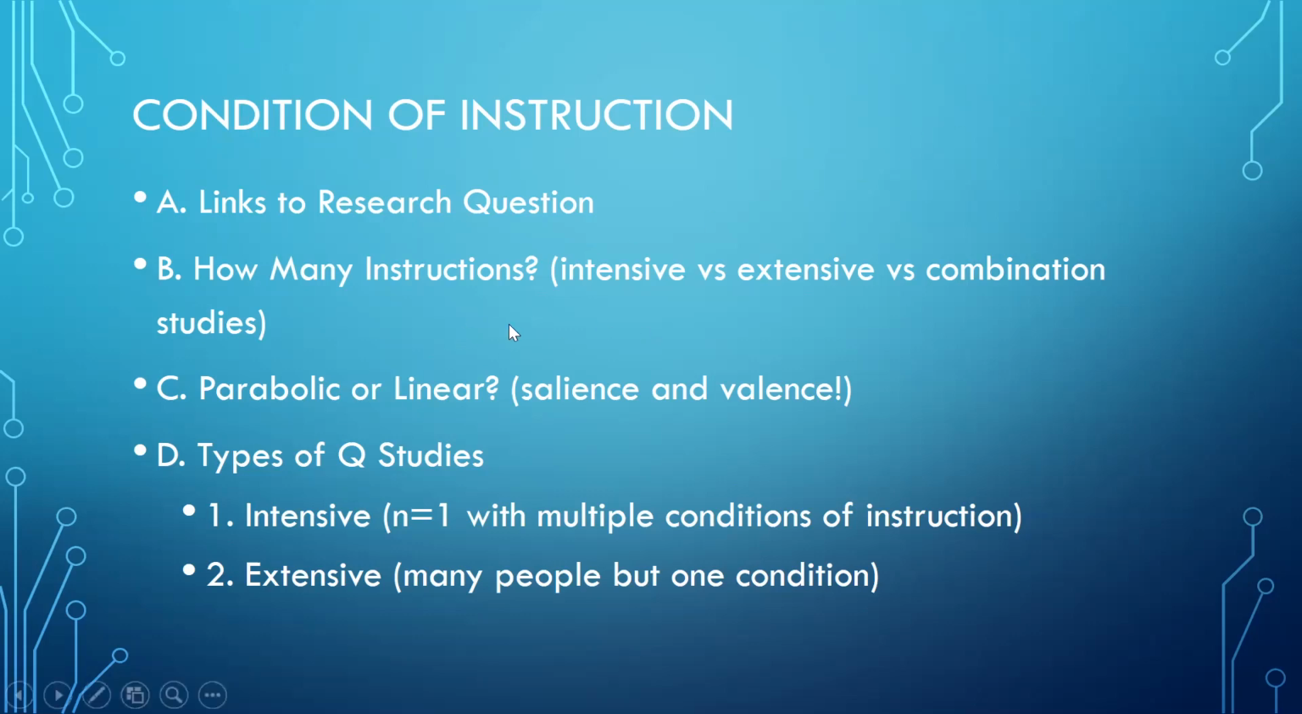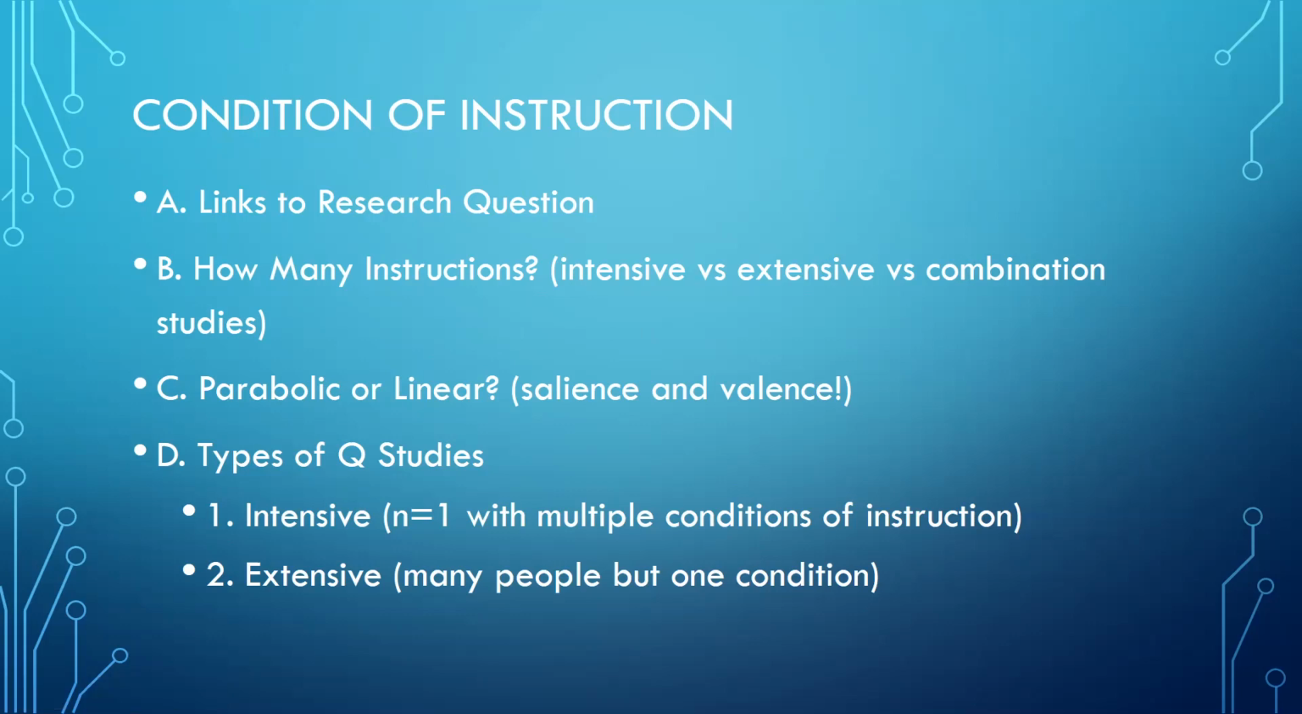So in terms of how many instructions, sometimes Q studies only involve one participant, which is really interesting. I personally have never done that, but I do know other people who have. Or I know people who have used two conditions of instruction, and each person that participated in their study sorted the cards 2 times based on different conditions of instruction.